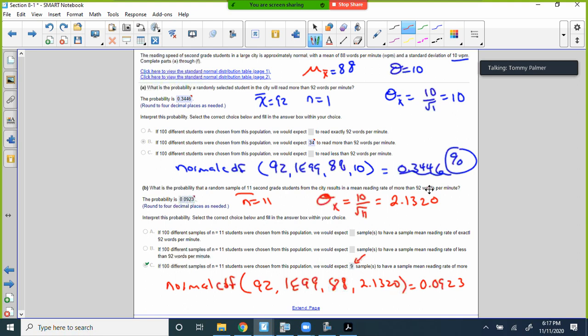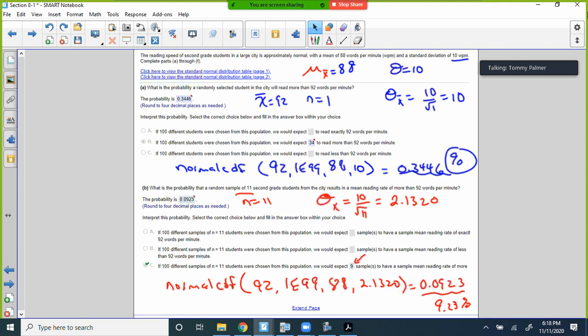Okay, does everybody understand how the verbiage here is tying into what we're finding? So that's really a 9.23% probability that they'll have a rate more than 92 words per minute. And if you're doing 100 different samples of N of 11, then we can say we would expect 9 students to be that way. So it makes our math a little bit easier for telling what that 9.23% means. If you do 100 of them, then you're talking about 9 students.